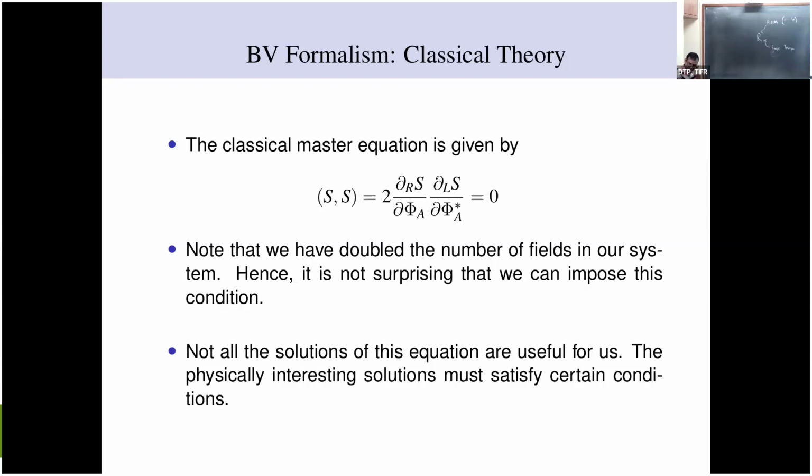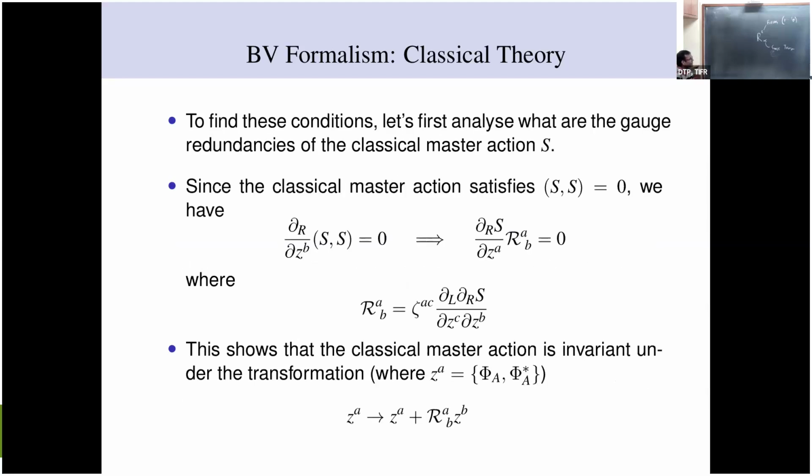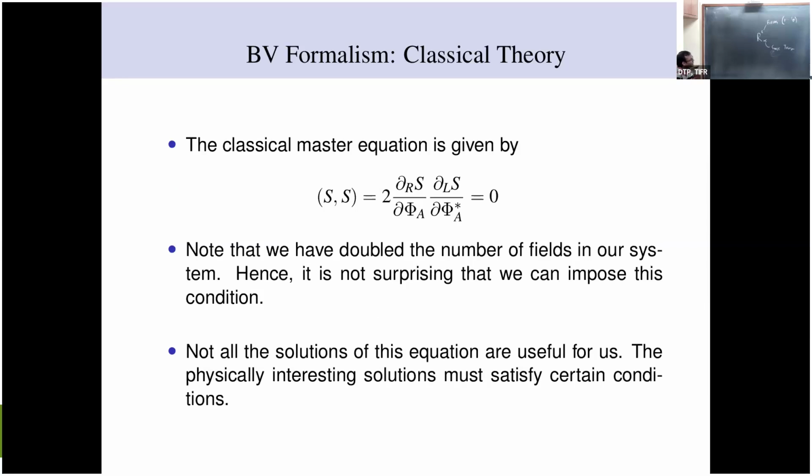So it's like the BV equation you introduced last lecture. But not all the solutions of this equation will be useful for us. The physically interesting solution must satisfy certain conditions, the analog of BRST. Let's see what conditions. Is A summed over? Yes, A is summed over. You have to consider all the fields and anti-fields.